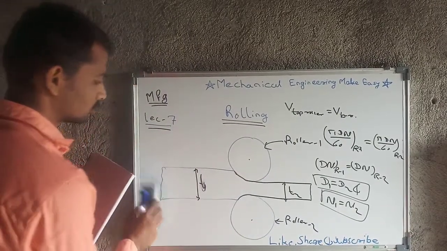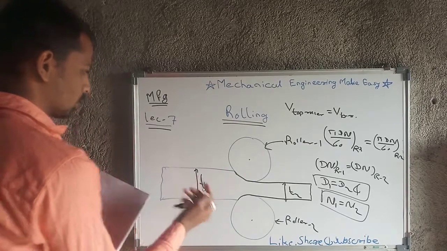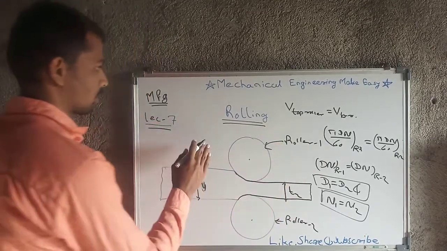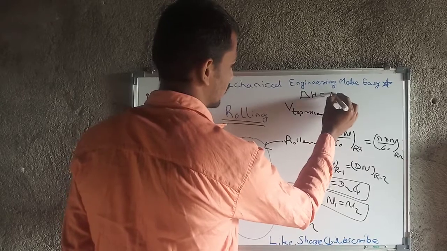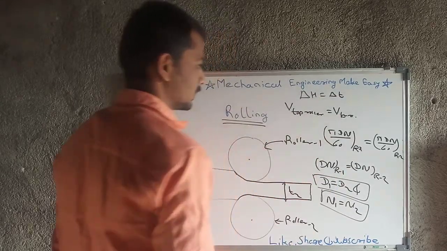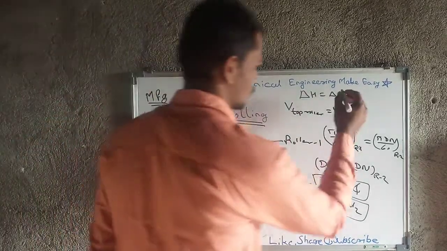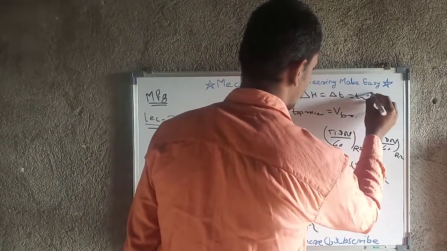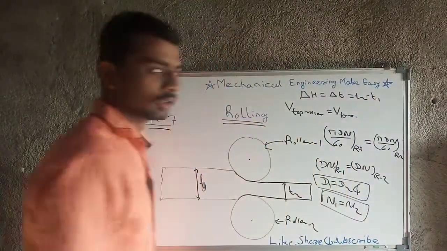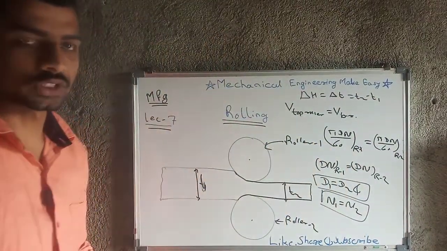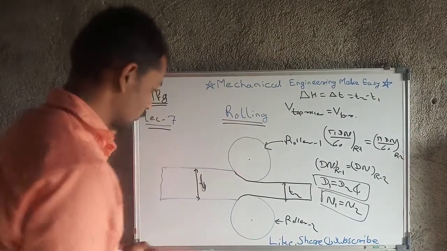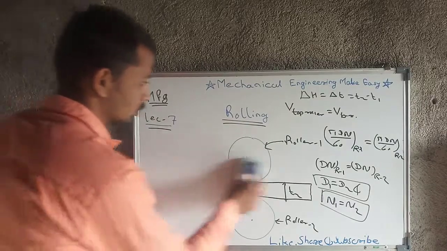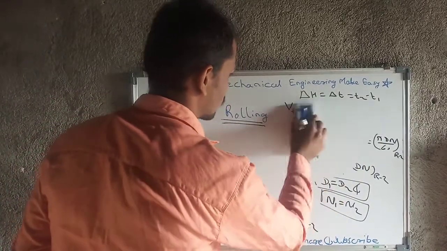Then we will look at one formula, that is delta H or delta T. We can denote the change in thickness by delta H, and in some books it is denoted by delta T, which is equal to T2 minus T1. This is the change in thickness or change in height. Both terms are the same. So we will look at another formula also.